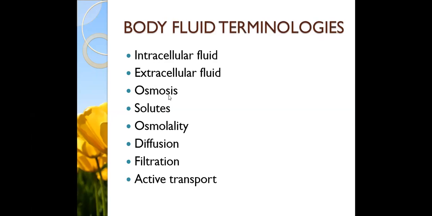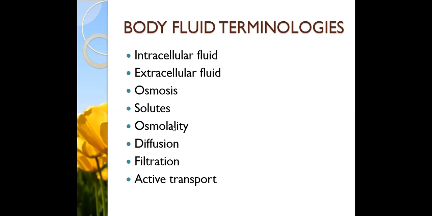Now we come to osmosis. Osmosis is the movement of water across the cell membrane from less concentrated to more concentrated. When the water or the solute moves from the lower concentration to the higher concentration, the process is called osmosis. Now we come to solutes. Solutes are the substances that dissolve in a liquid. It may be sugar or salt, for example. They dissolve in the liquid, so they are called solutes.